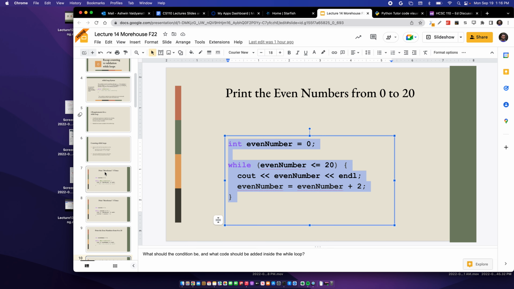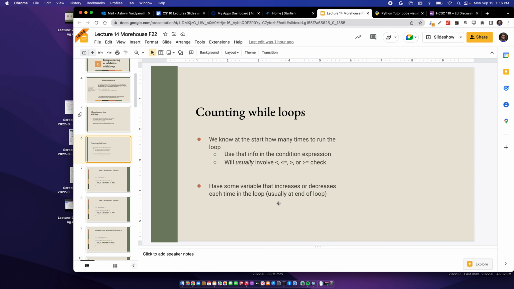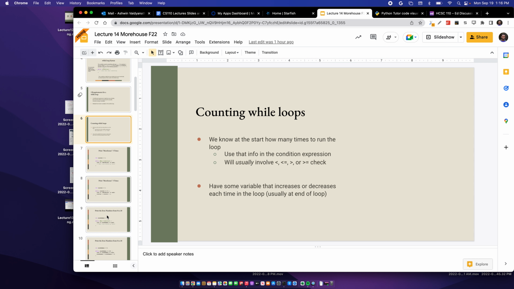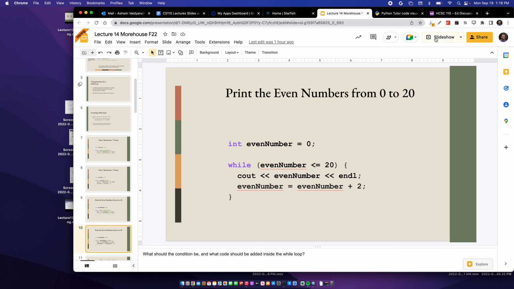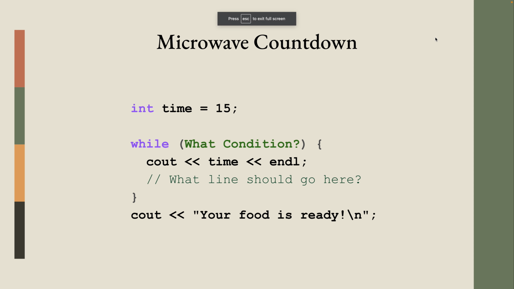And I think I had maybe in the first lecture updated the slide where I said for counting, we usually increase or decrease it usually at the end of the loop. Okay, one more counting problem example. So these first two problems, we were counting up to a value. This time we're doing a microwave countdown. So we want to do like 15, 14, 13, all the way down to like 5, 4, 3, 2, 1. And then we print out your food is ready.